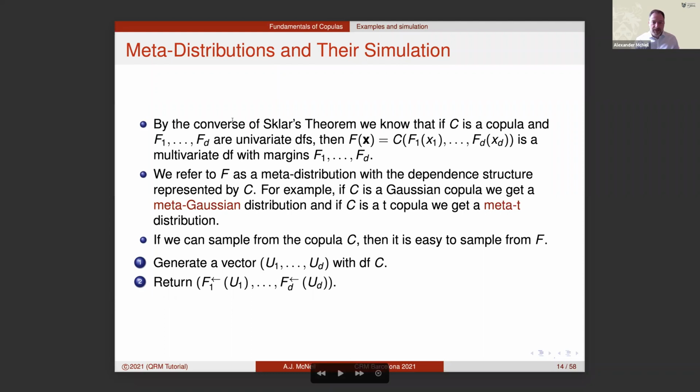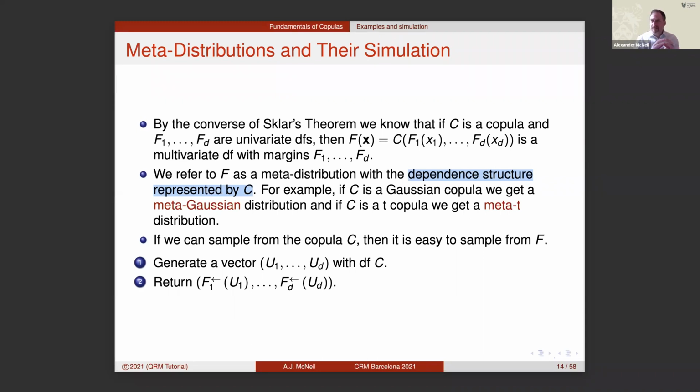Now, why did I say dependent structure represented by C? This is an interpretation that I've now put on a copula, and which I perhaps should have mentioned earlier. Because the copula describes how the margins are put together to make the joint distribution, you can think of it as describing the dependent structure.